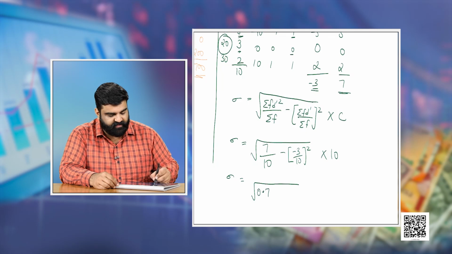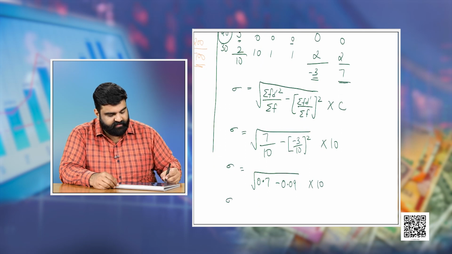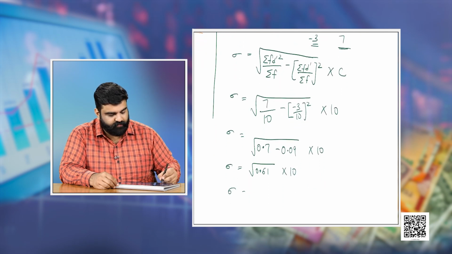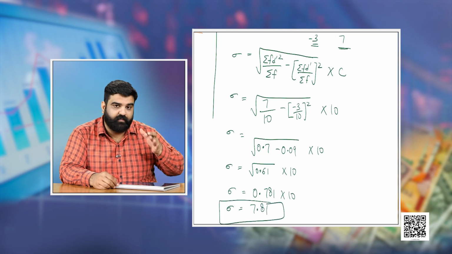So, we have 0.7 minus 0.09, into 10. This will give me an answer of root 0.61 into 10. So, this will be 0.781 into 10 and my final answer will be 7.81, which is again my standard deviation, and it matches in all the methods. Now, let us move on to the next question, which is of a continuous series.